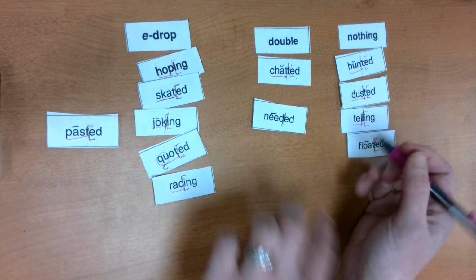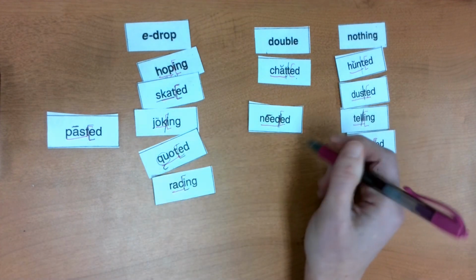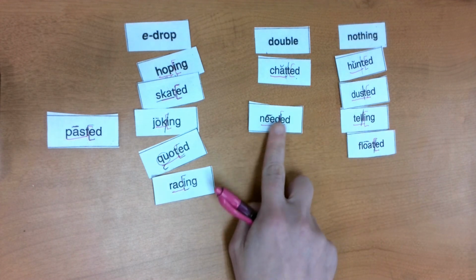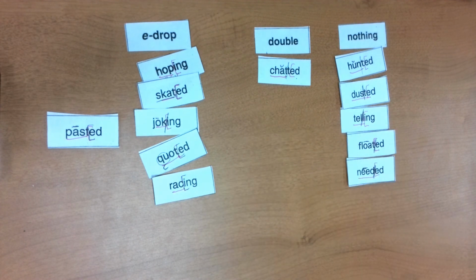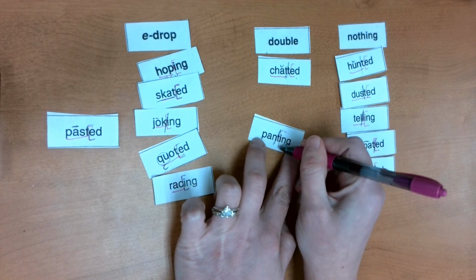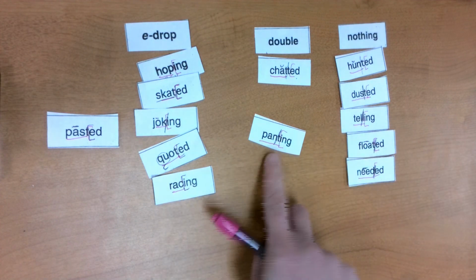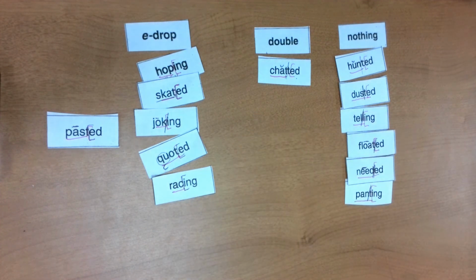Let's look at needed. And chop off that ed suffix. Take a look at the base word need. Oh, that's exactly how we spell need. No spelling changes. Panting. The dog was panting. So when I chop off that ing suffix and look at the base word pant, you see there was no spelling change to that one either.